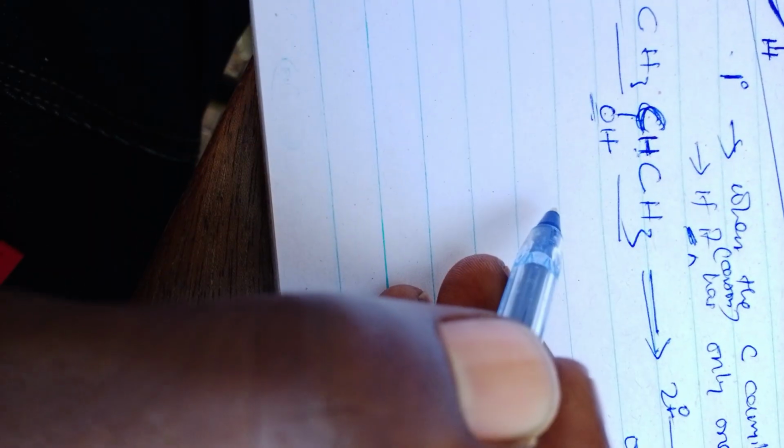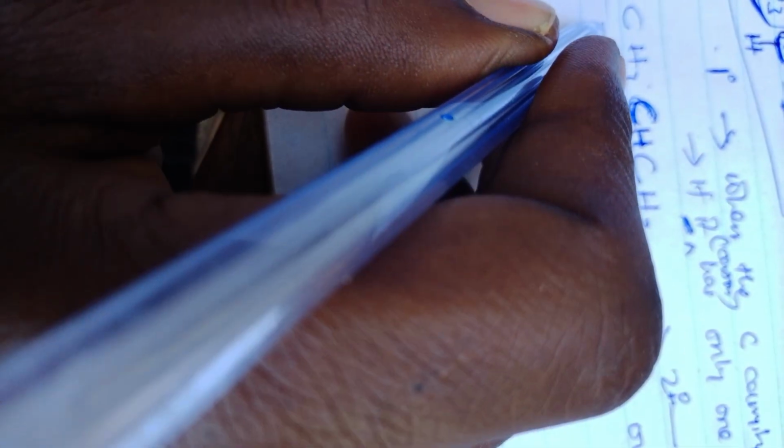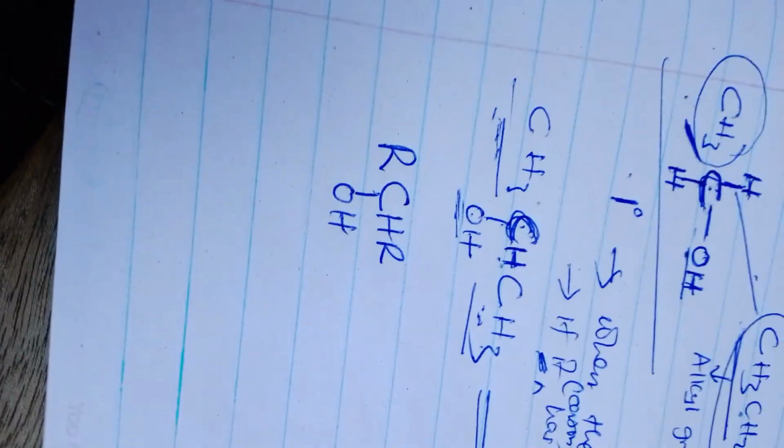This is another group, this is another group, which means that in a secondary alcohol, the carbon having the OH has 2 R, or 2 alkyl groups. So this one can be written as RCHR, OH, and that is the general formula of a secondary alcohol.